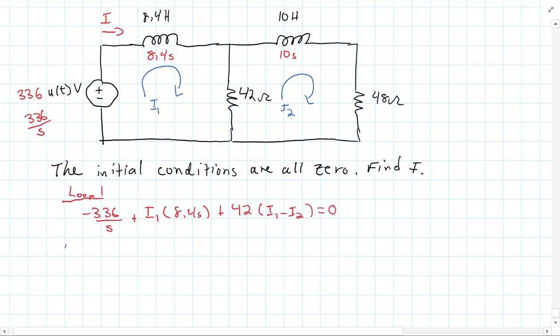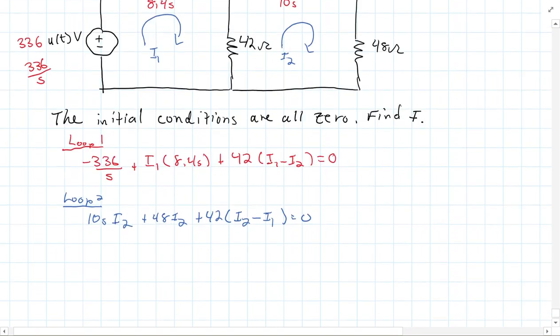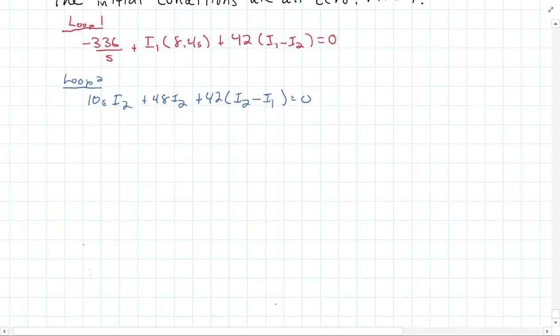And I'm going to write the loop 2 equation down now as well, because I'm going to have to get rid of the circuit here in a second just to simplify these equations. So loop 2 here would be 10S times I2 plus 48 times I2 plus 42 times I2 minus I1 equals 0.